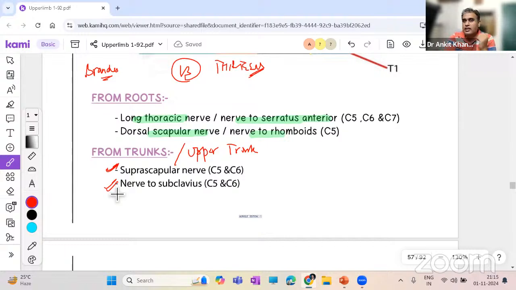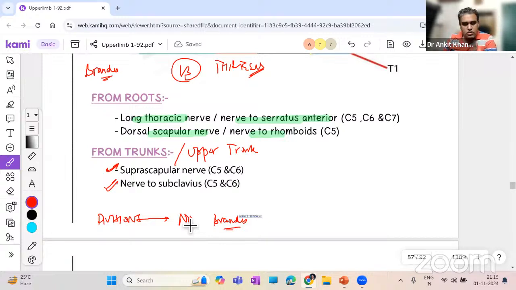Then what after root and trunks? From divisions: divisions will have no branches. I'm writing it again over here. Well, guys, there was once an MCQ: which part of the brachial plexus has no branches? Root, trunk, division, or cord, 4 options. The answer was division.